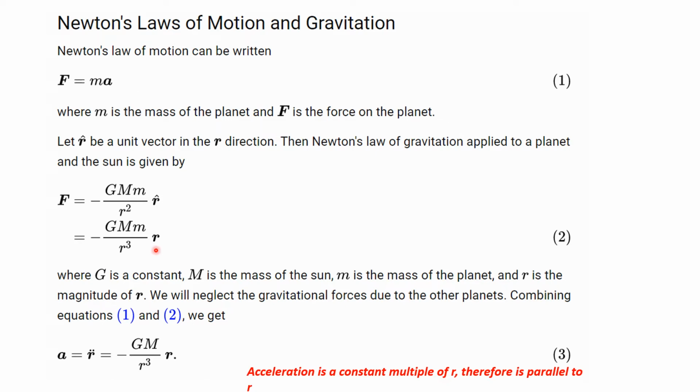So if I equate this equation with this equation, after all they're both F, then I can cancel out the mass, the lowercase m, on both sides. And we're neglecting the gravitational force due to the other planets. We get the acceleration, which we know to be r double dot, is equal to minus G capital M over r cubed times r. Now let me state that another way that's very important. The acceleration is a constant multiple of r. Therefore, it is parallel to r. And we're going to use that very soon.